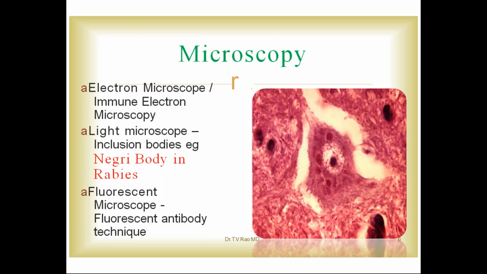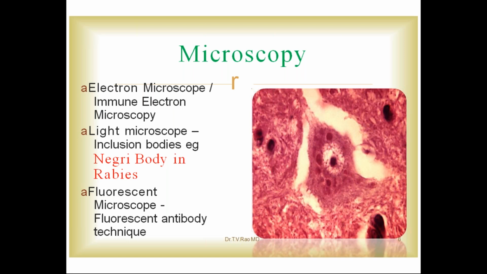Why? Because they are bigger. That is why they can be seen. Usually the viruses are very small. We have to measure in nanometers. That is why it is very difficult to see in the light microscope, except the bigger viral particles can be seen, like pox virus, etc.